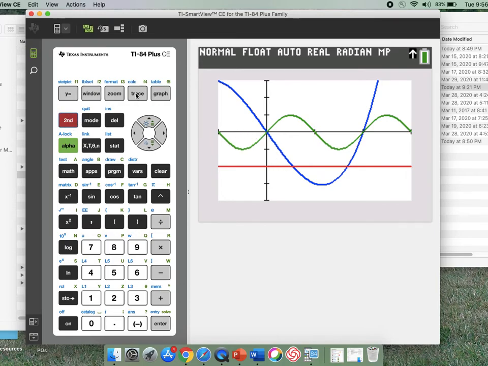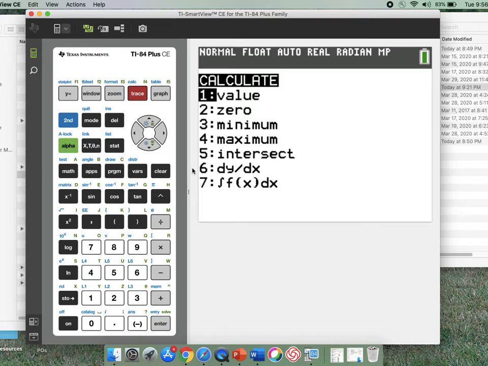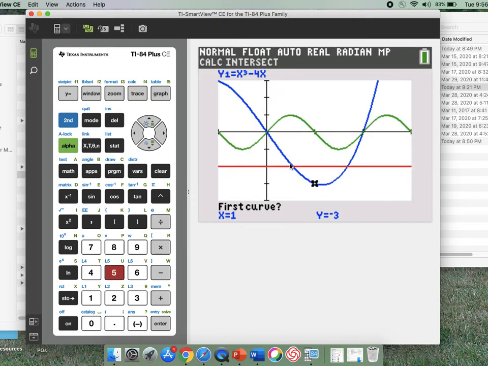So remember, that's second calc, intersect, second calc 5. And I'm going to first find the one on the left. Notice it's saying first curve, question mark, and it's blinking on the x cubed minus 4x. So I'm going to hit enter to confirm the first curve, and it jumps to the second curve, which is my -2. I'm going to hit enter again to confirm, and then it wants me to guess. So I'm just going to hit enter for a third time to confirm, and it's going to find that intersection. So we know that intersection is 0.539.